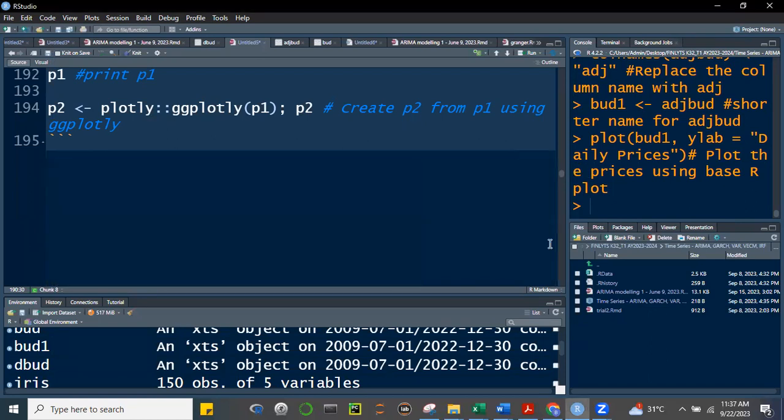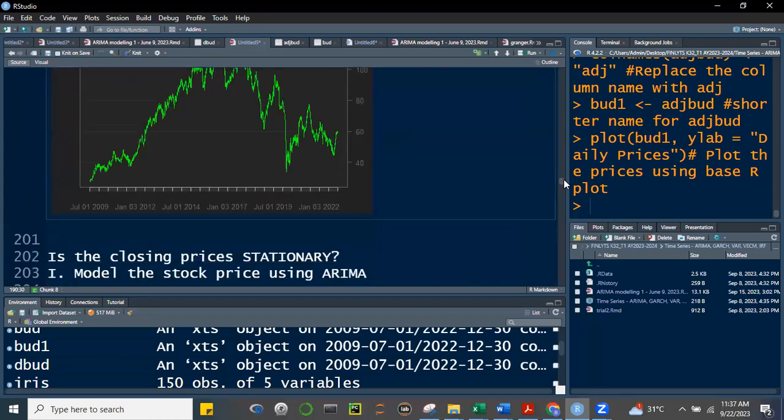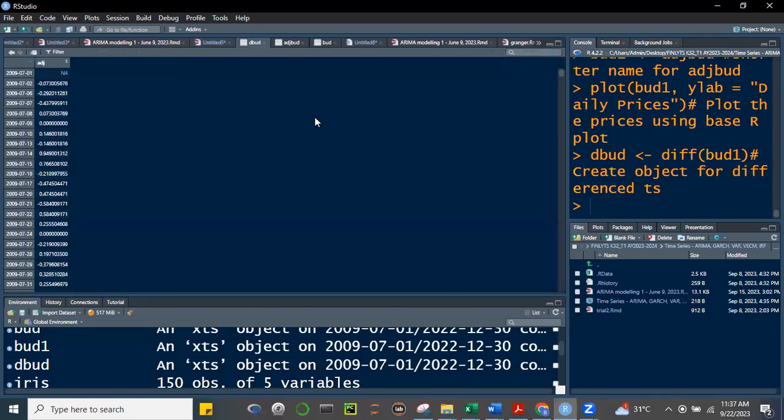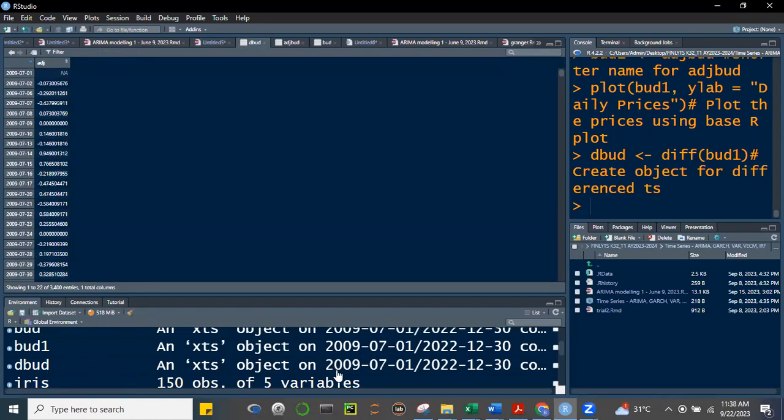Okay, so we said that this is not stationary. So what do we do? In order to address the non-stationarity in mean, we get the difference. So I think we reached this part last time. So here I'm creating this object dbud. D stands for difference. That's just my nomenclature there. So the function is diff. So diff of bud1. If we run this, Control Enter, there will be now a new object called dbud, difference bud.